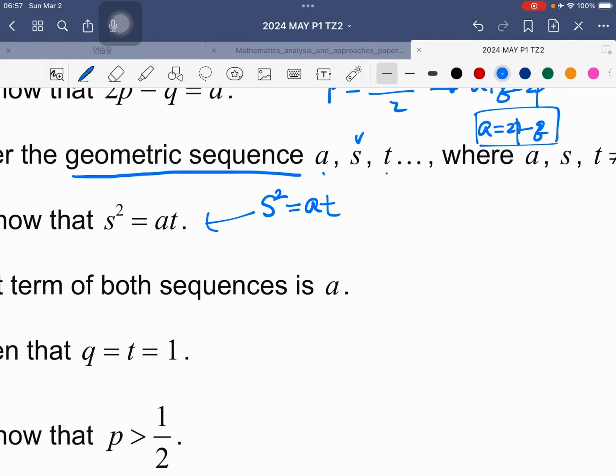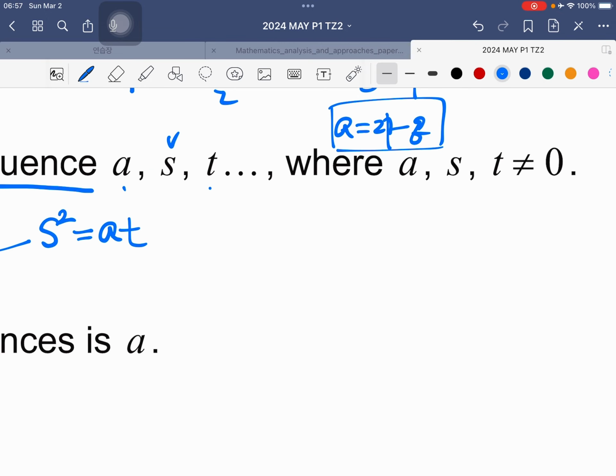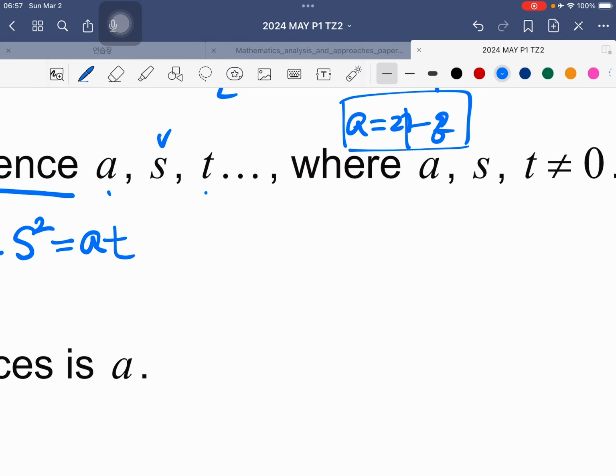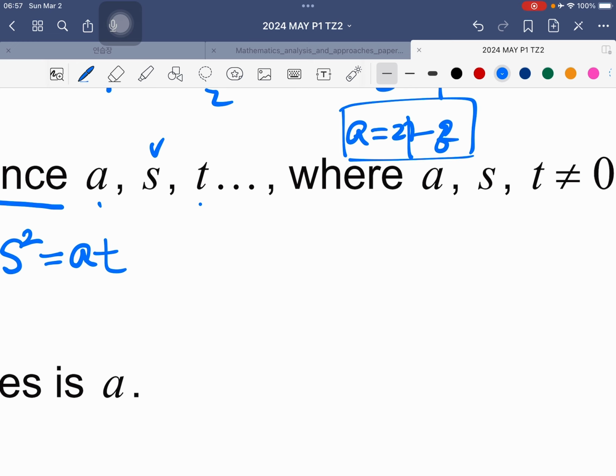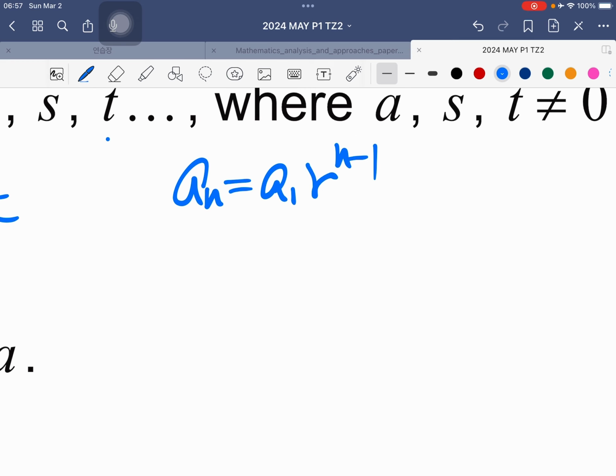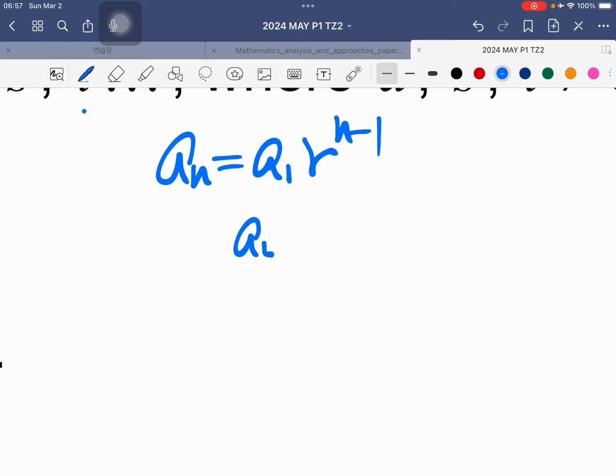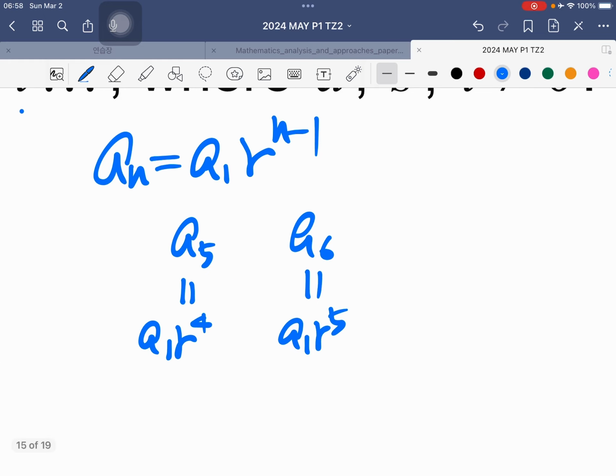So it's already over here. Let me explain this. Let's say this is a geometric sequence. Let's say A_n, its first term is A1, and then R to the n minus 1 power. So let's think about any terms like A5, A6, A7. A5 will be A1 R to the 4th power, and A6 will be A1 R to the 5th power, and A7 should be A1 R to the 6th power.